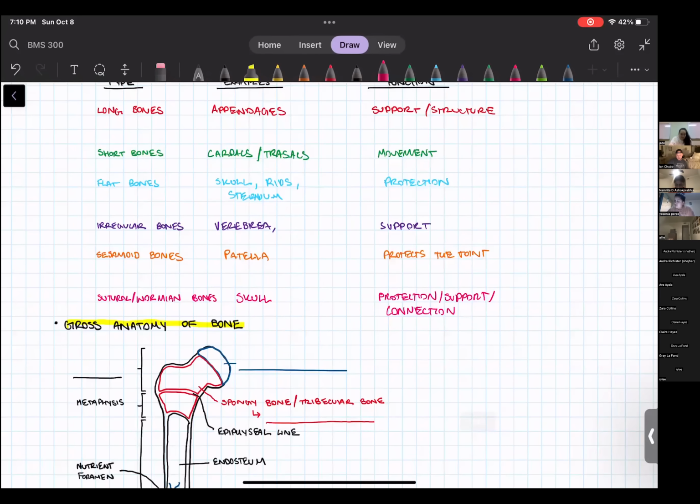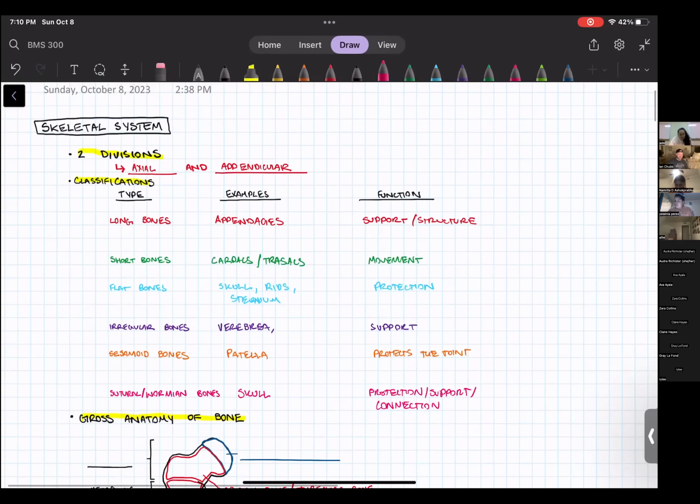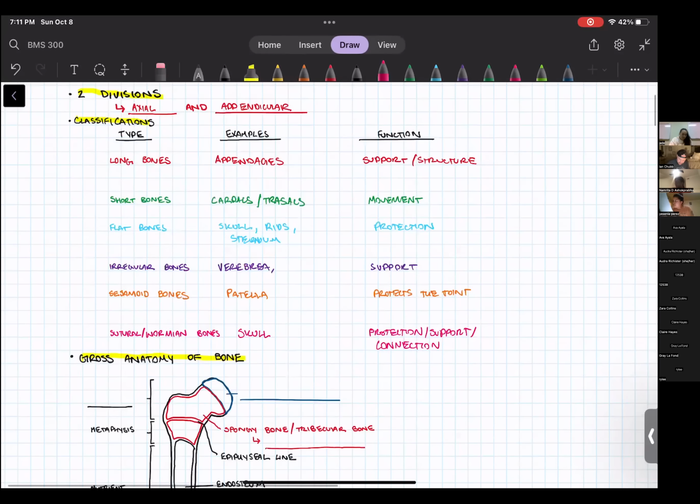Cool. Questions on any of that stuff? I know that is very basic stuff, but if not, we'll go to gross anatomy of the bone.